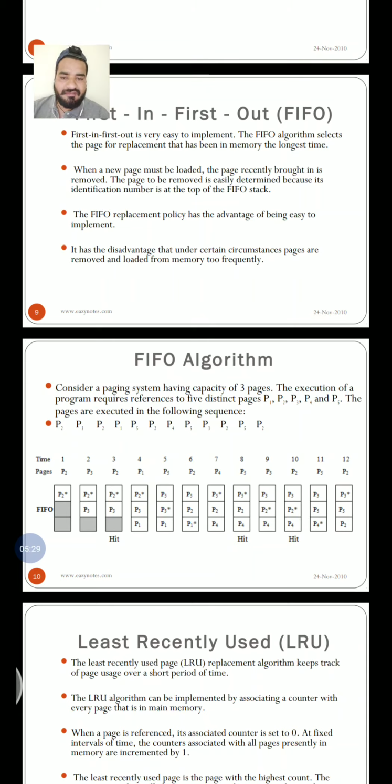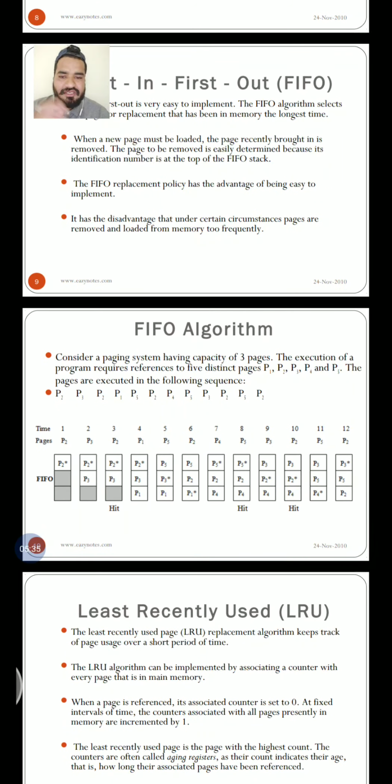And the fourth time I want to enter the page P1. So in my paging system, P2 and P3 are already present, P1 is not present. So I store P1. Now my capacity is full, I can't store more pages. But on the fifth time you can see I want to store P5.